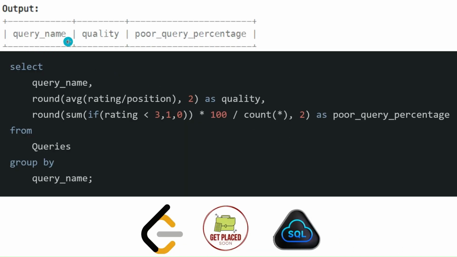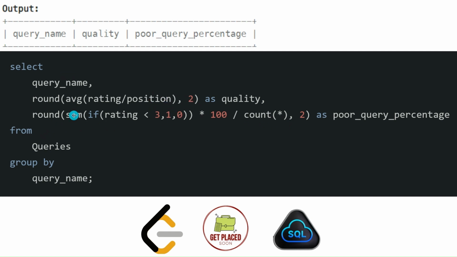Here the output is query name, quality and poor query percentage, right? So whatever we want in the output, we will write in the select statement. Query name, quality, poor query percentage. So this is how we get quality values. This is how we'll get poor query percentage values. We will see these two statements later.